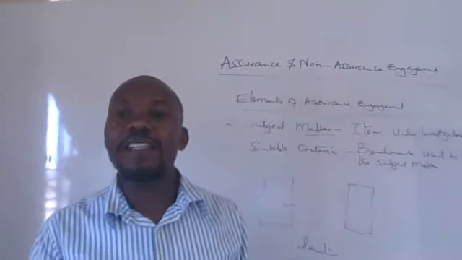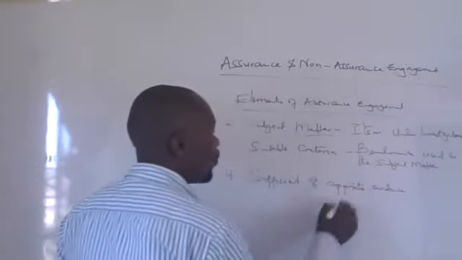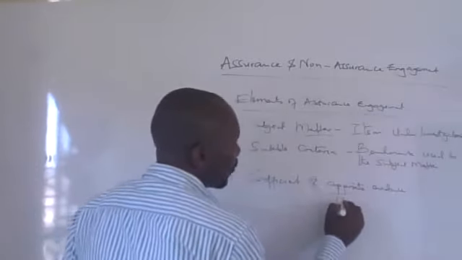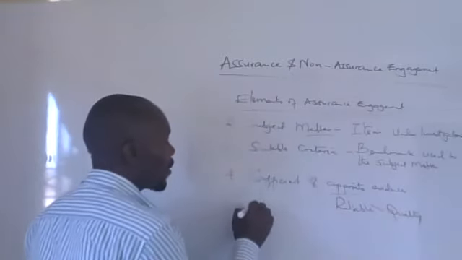Number four, we have sufficient and appropriate evidence. When we talk about appropriateness, we are talking about reliability. Can you rely on it? So this one is basically quality. Then when we talk about sufficiency, we are talking about the quantity.